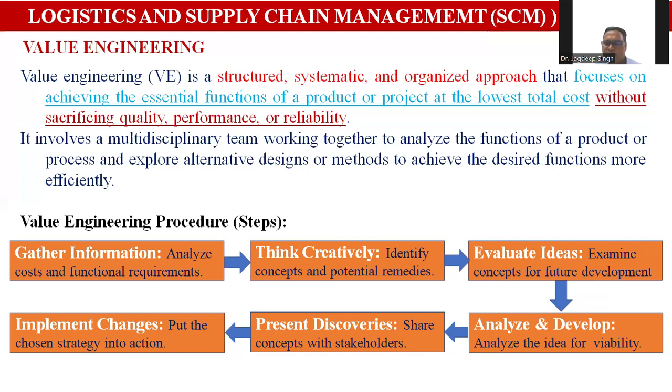Third is evaluate ideas. So examine concept for future development. Fourth step is analyze and develop. Analyze the idea for the viability. We need to understand whether that idea will be viable or not. So we need to understand and check. Then fifth is present discoveries or research, whatever we have got, right? So share concepts with stakeholders.